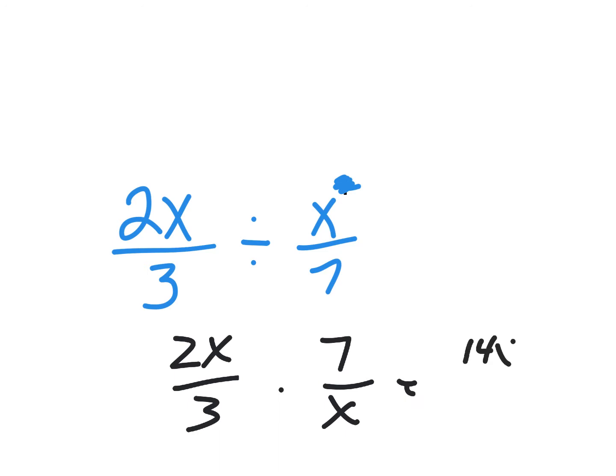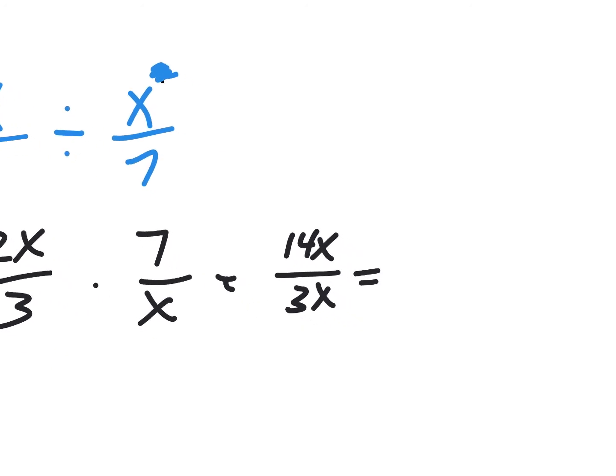14x over 3x. Can you cancel on that kind? Yes, because it's a multiply problem. So final answer? 14. Yep. There you go. Okay. Do they get harder?